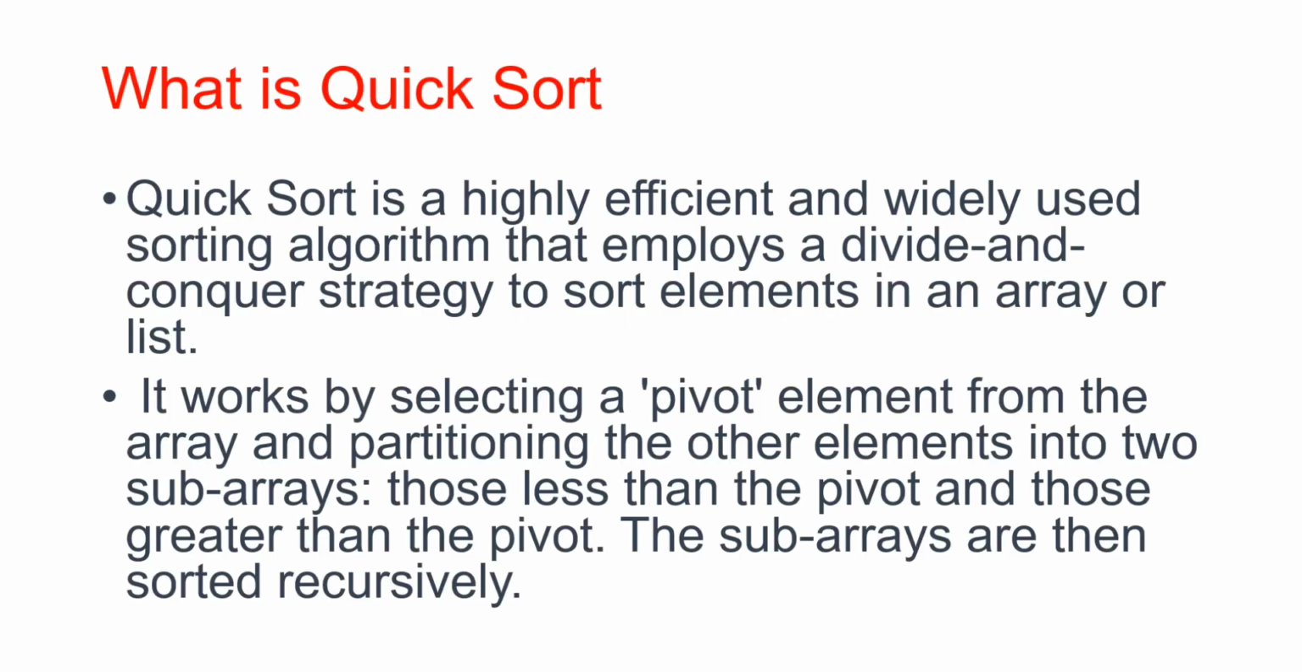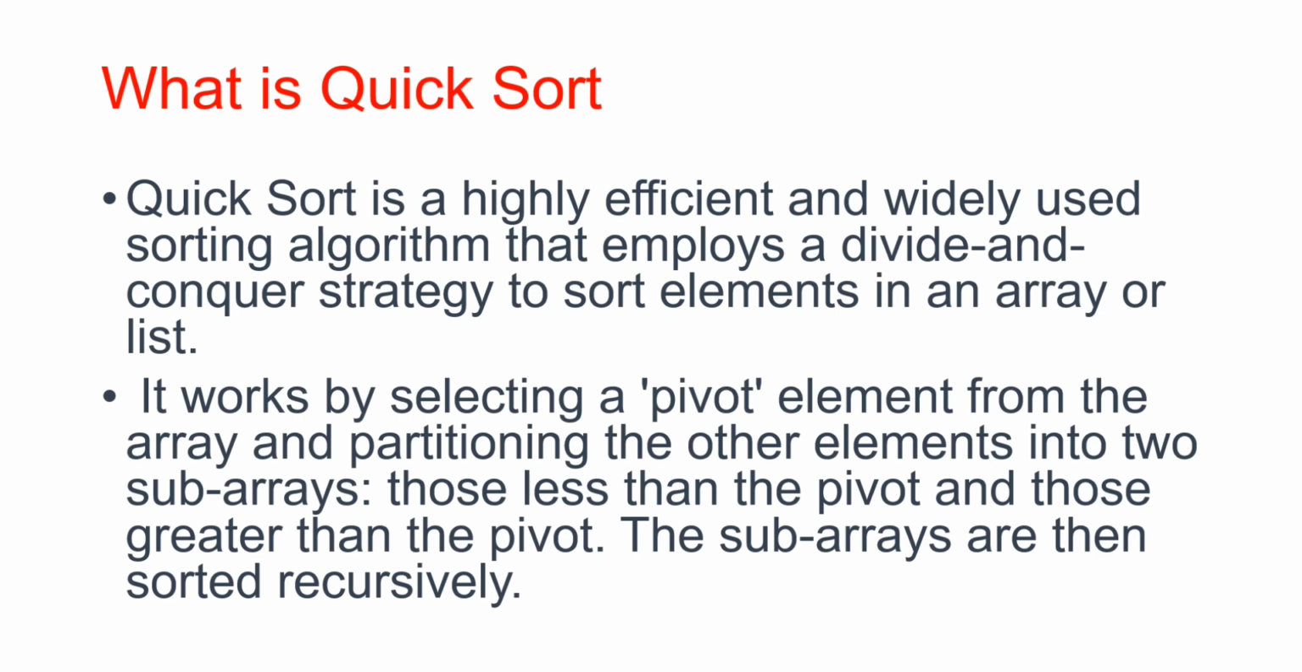Quicksort is a highly efficient and widely used sorting algorithm that employs a divide and conquer strategy to sort elements in an array or a list. It works by selecting a pivot element and partitioning the array around this pivot so that elements smaller than the pivot are on its left and elements larger than the pivot are on its right. It then recursively sorts these partitions. In other words, it partitions the other elements into two subarrays, those less than the pivot and those greater than the pivot, and the subarrays are then sorted recursively. This is what Quicksort is.